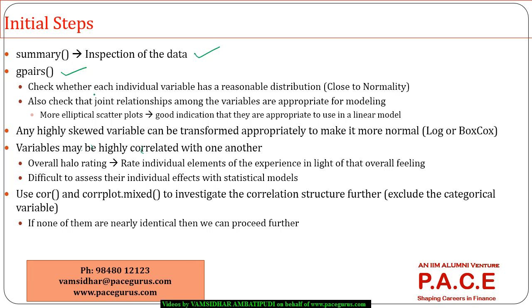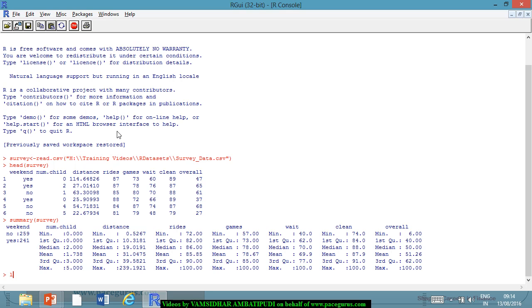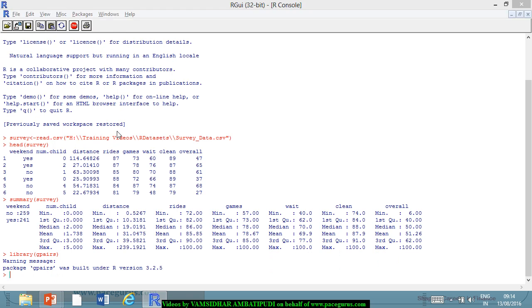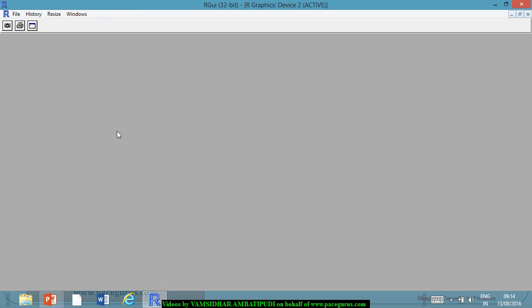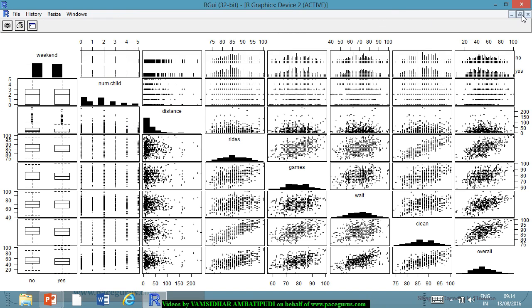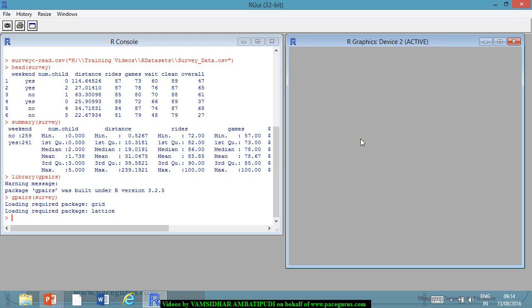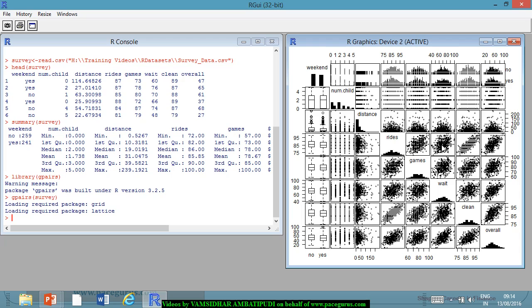The ggpairs function is present as part of the GGally package. So let me load the package. On that I'll use the ggpairs function, wherein I'm giving survey as my input variable. So I could see that this is the ggpairs plot that has been created. These are the graphs that are associated with ggpairs.